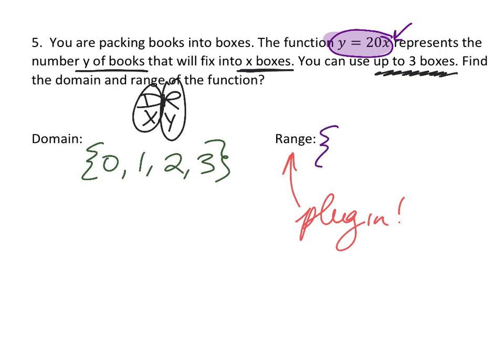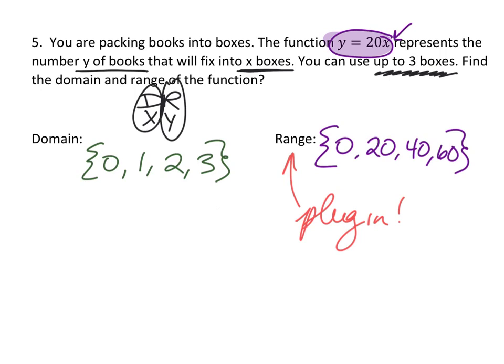What's the first number in my range? 0. I could carry no books because I didn't use the boxes, and they all just fell apart. And if we use 1 box, what's the most number of books we could be taking? 20. How about 2 boxes? 40. How about 3 boxes? 60. Can I take 4 boxes? No. So that's the highest number in my range.